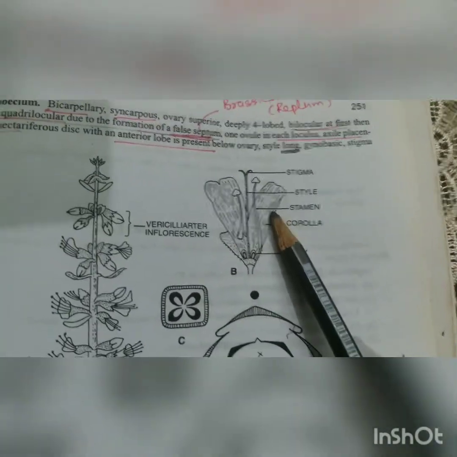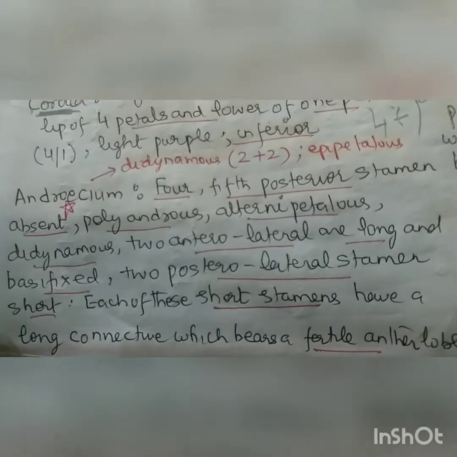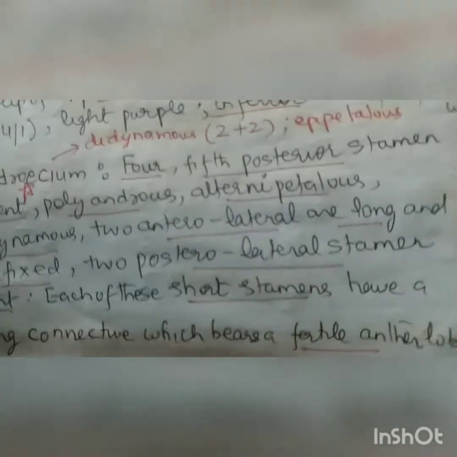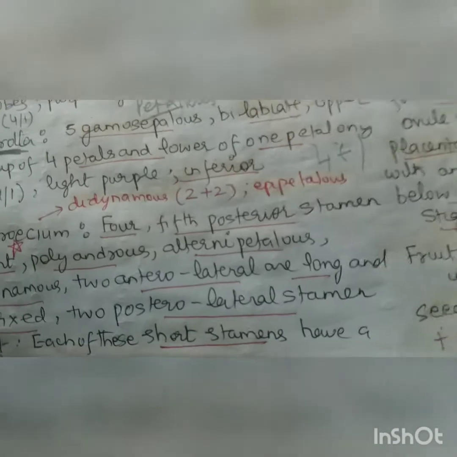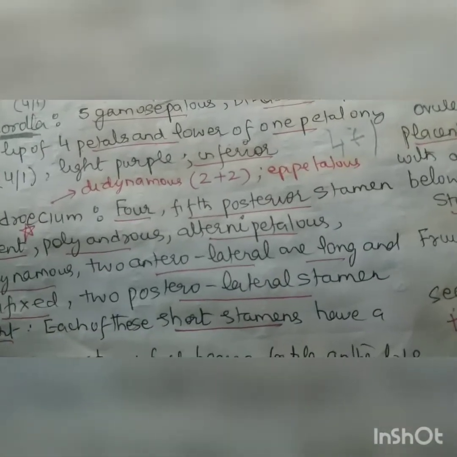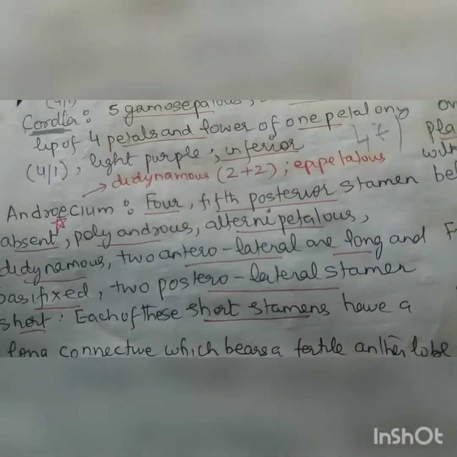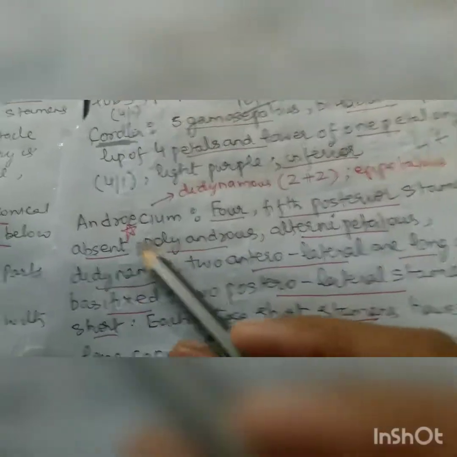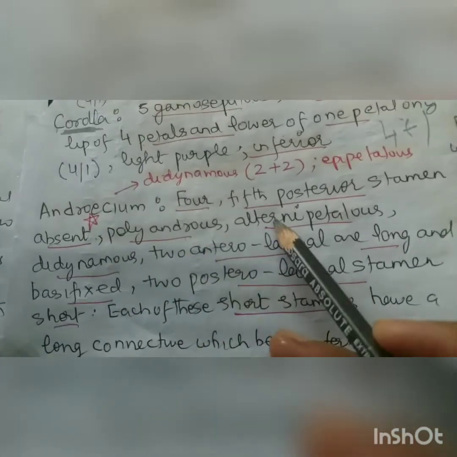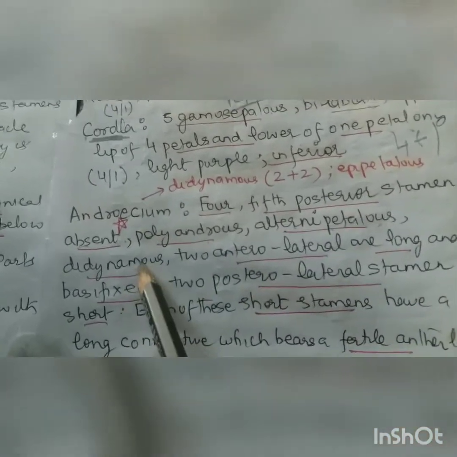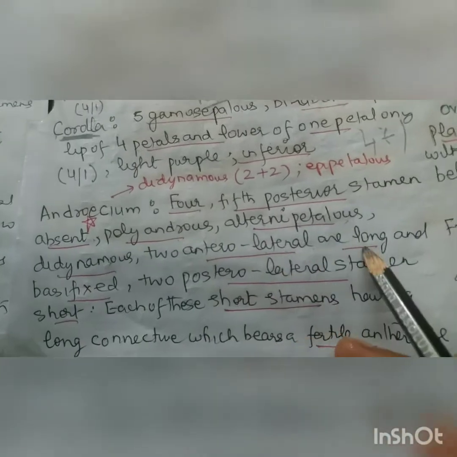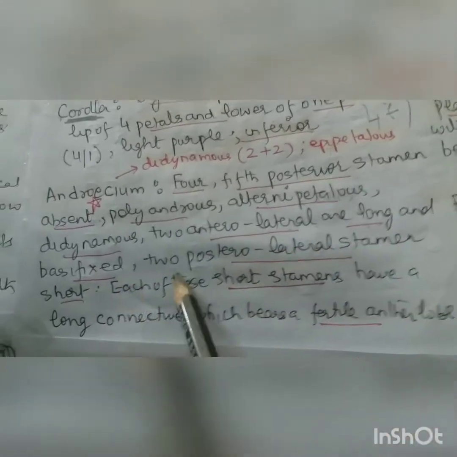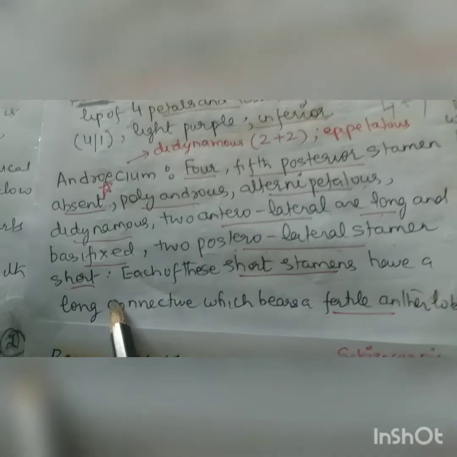Now we are coming to the next part, that is the androecium. The androecium part is basically didynamous, but we did in Brassica it is tetradynamous, where it is 4 plus 2, but here it is didynamous as 2 plus 2, epipetalous, 4, that is the fifth posterior stamen is absent. This is very important for competitive points. Polyandrous, alternipetalous, didynamous I already told you. 2 anterolateral are long and basifixed, and 2 posterolateral stamens are short, right?